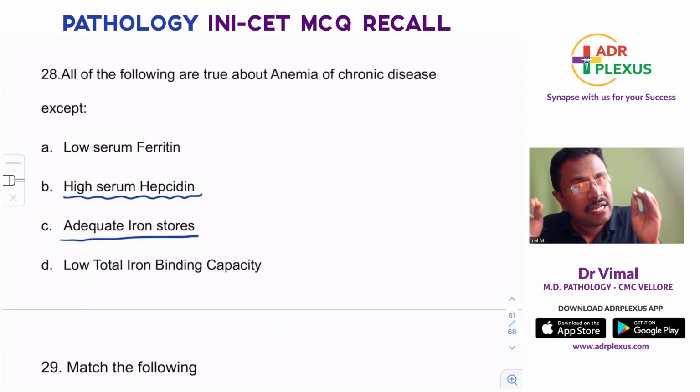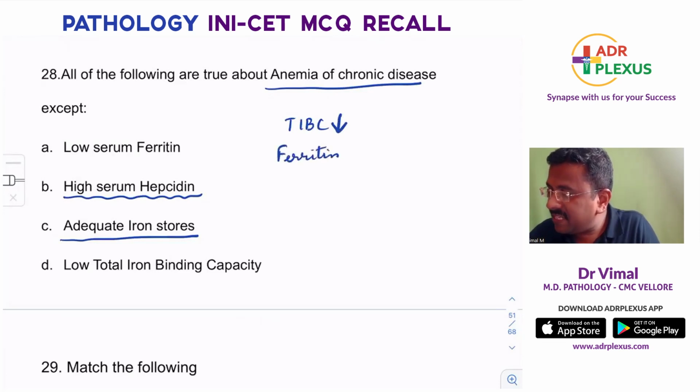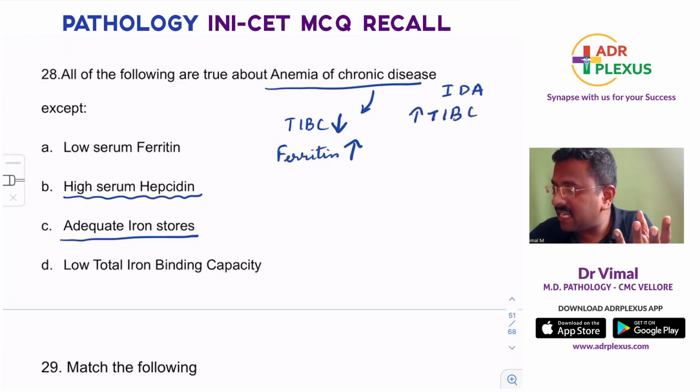So iron levels will be low both in iron deficiency anemia as well as in anemia of chronic disease. But what helps to differentiate between these two diseases? In anemia of chronic disease, usually the total iron binding capacity will be low and ferritin levels will be high. Whereas in iron deficiency anemia, because the body wants to bind even a small amount of iron which is getting into the body, it will have an increased total iron binding capacity and decreased ferritin.